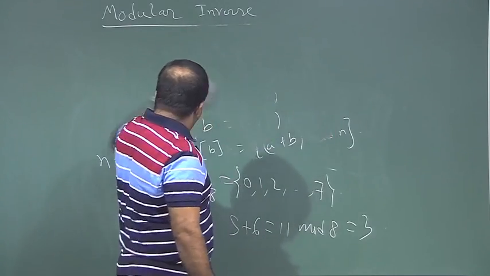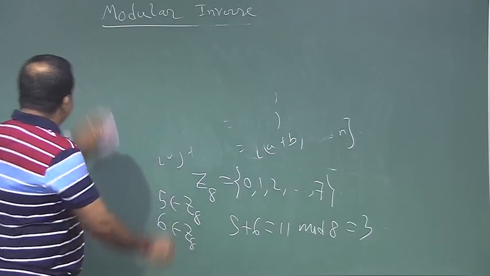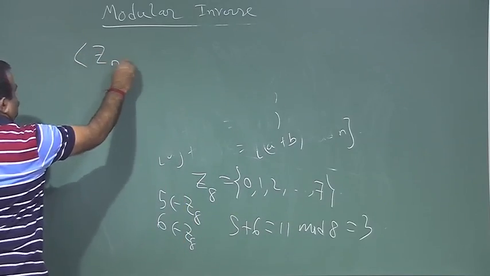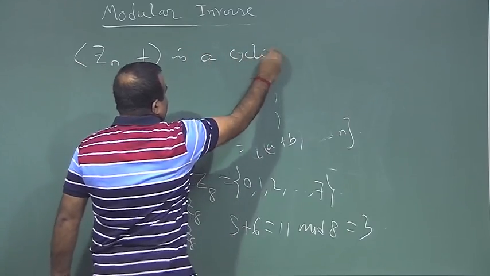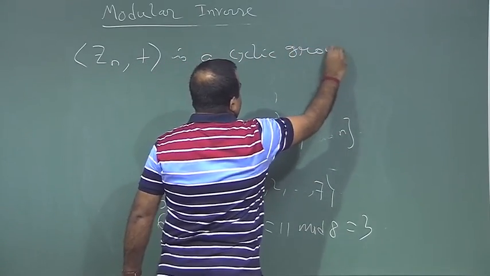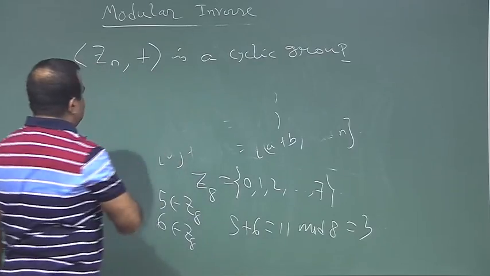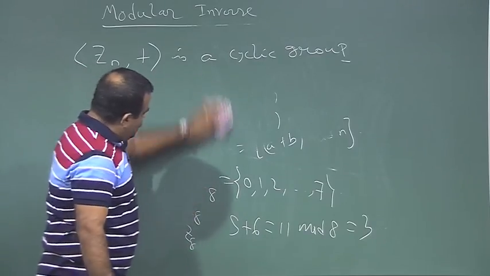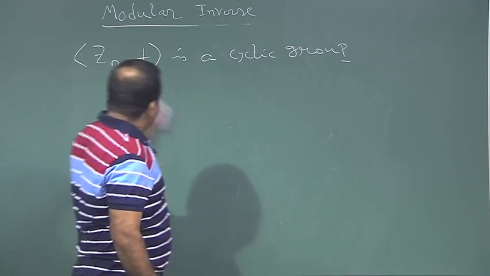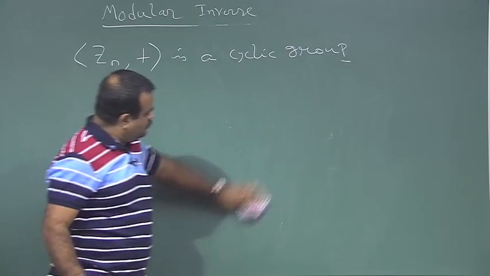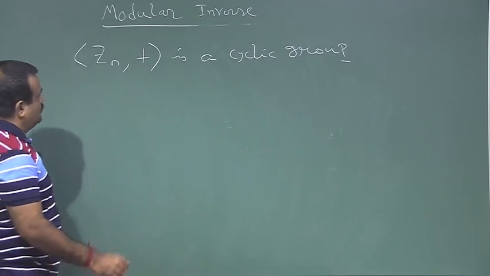Okay. This we have seen, and under this operation we have seen that Zn is a cyclic group, and 0 is the identity element of that group, and every element has an inverse, and 1 is the generator of this group. 1 can generate the group.